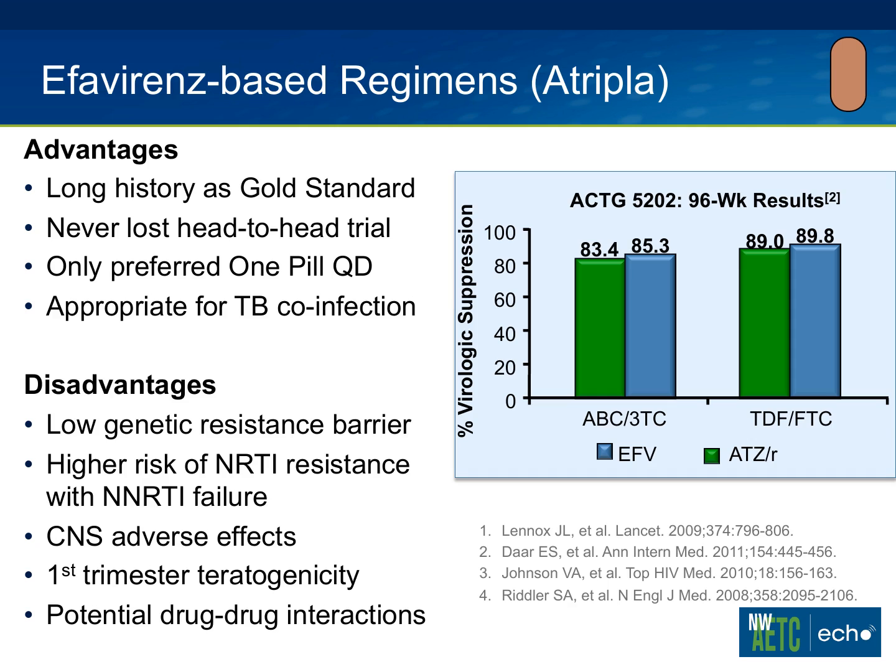The disadvantages are there is a relatively low genetic resistance barrier. If you do have failure and resistance to the NNRTI component, there's a higher risk of NRTI resistance as well. And the main one here is CNS adverse events, things like dizziness, vivid dreams, neuropsychiatric effects that are really the main limiting factor in terms of side effects. It is thought to be teratogenic in the first trimester, although there's been some recent data and some guidelines that have questioned this in European guidelines, but we still consider it something to avoid in a woman of childbearing age.